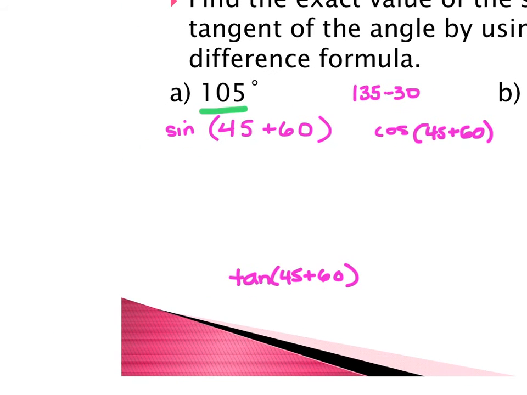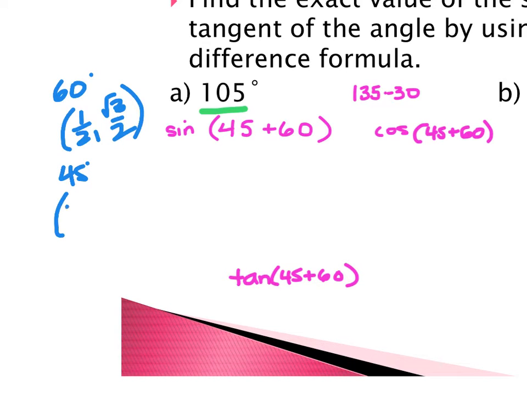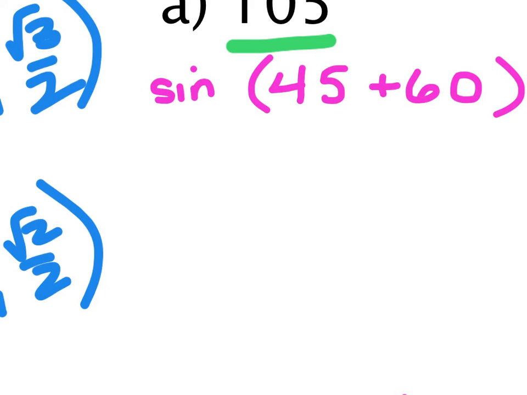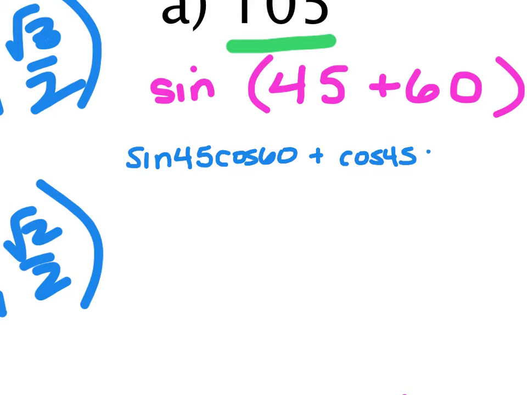So a quick reminder that the coordinate point at 60 degrees is 1/2 and root 3 over 2. And the coordinate point at 45 degrees is root 2 over 2 and root 2 over 2. So when we look at the sine, remember the pattern for sine is sine, cosine, cosine, sine. I would get the sine of 45 times the cosine of 60 plus, because the sign stays the same, the cosine of 45 times the sine of 60.